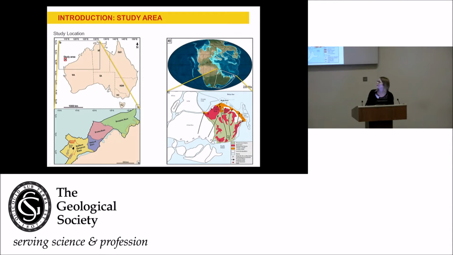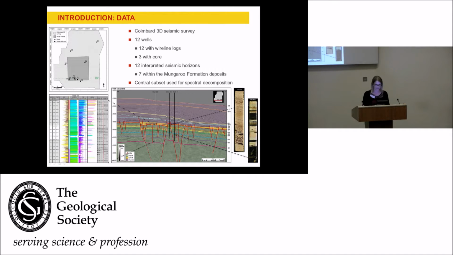My study location was an exploration block on the Exmouth Plateau, which forms part of the Northern Carnarvon Basin, the bright yellow one. At the time of deposition of the Mungaroo Formation, the northwest shelf of Australia was sitting on the southern margin of Tethys. The deltas of the Mungaroo Formation formed from a continental scale drainage system that covered the whole of Australia.